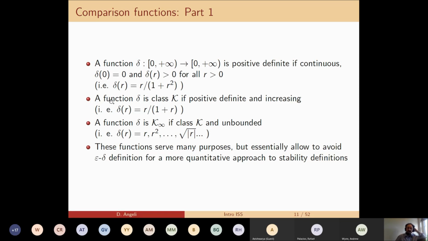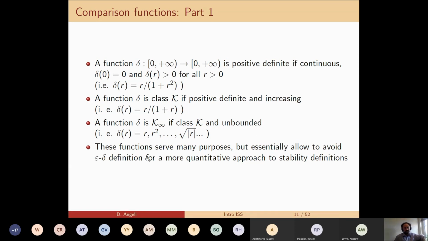A little bit stronger notion is the notion of class K function. This is a function which is positive definite as defined above and increasing. For instance, the function delta of r equal to r over 1 plus r would be a function of this kind. And finally, a function is called class K infinity if it is both class K and unbounded, meaning that the limit as r goes to infinity of delta of r is equal to plus infinity. Examples of class K infinity functions could be the identity itself, r squared, the square root of r. There are many such functions.